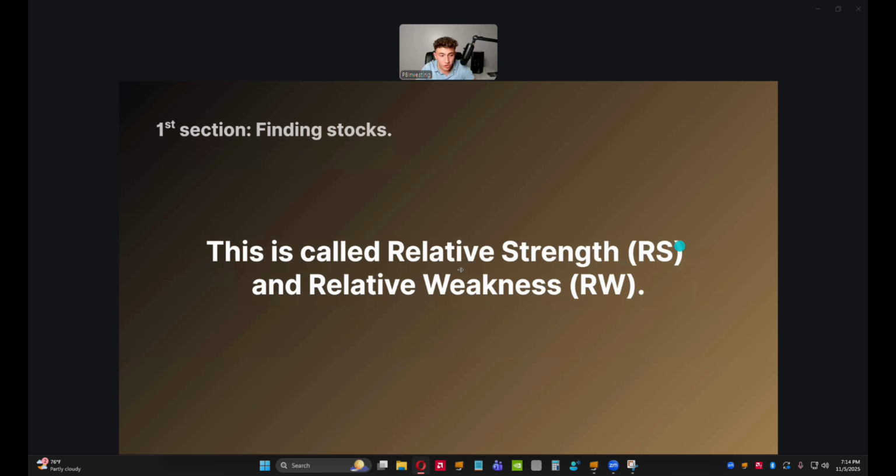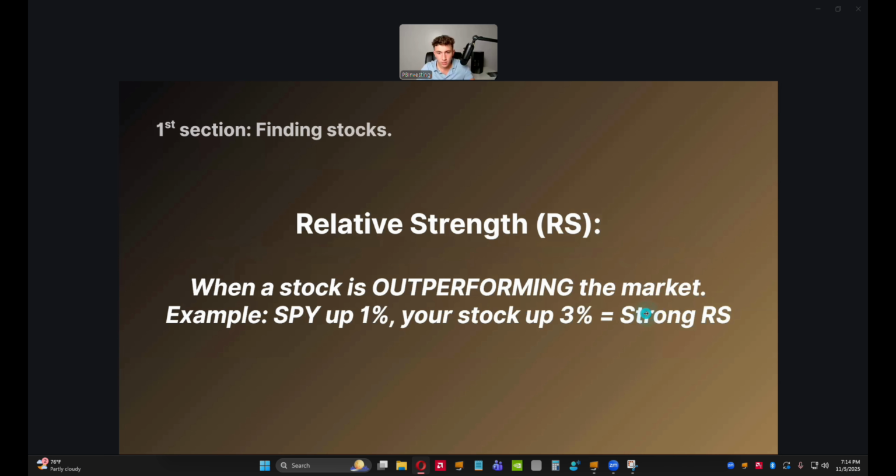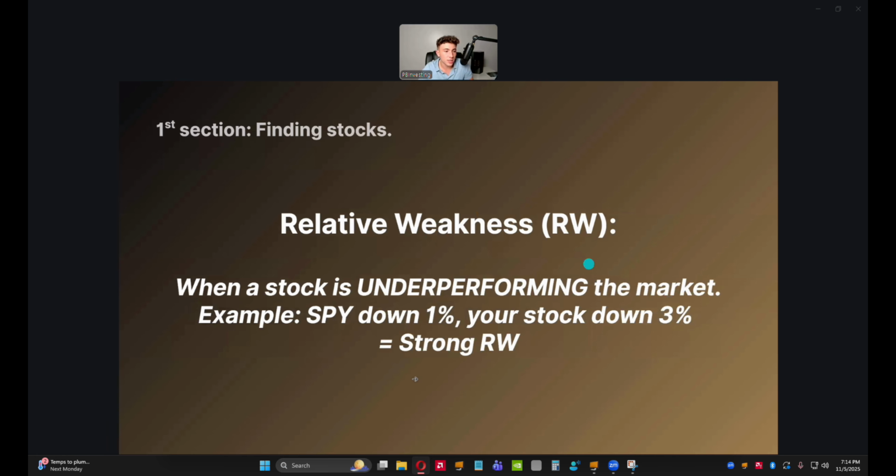This is called relative strength and relative weakness. Relative strength is when a stock is going up while SPY is not going up. Relative weakness is when a stock is going down while SPY is staying in the same spot. So we're looking for stocks that are stronger or weaker than the overall market. For example, relative strength is when a stock is outperforming the market. If SPY is up 1%, but my stock is up 3%, that means there's strong relative strength. Relative weakness: say SPY is down 1% and the stock is down 3%, the stock is down a lot, that means there's strong relative weakness.